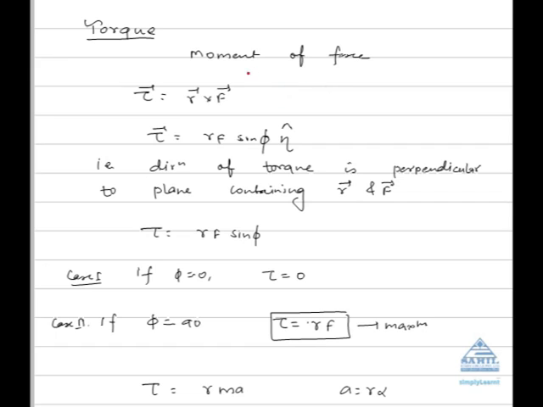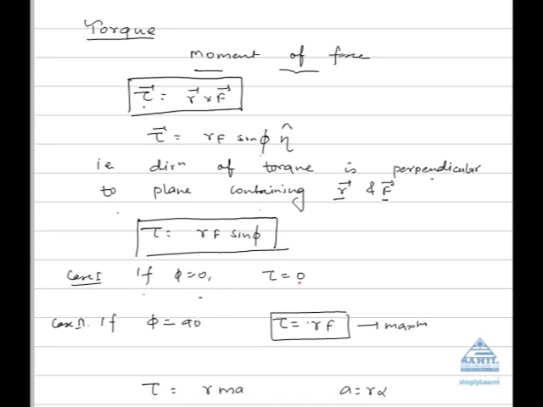Torque. It's also called moment of force. Torque is given by r cross F, or r cross F sine phi n cap. The direction of torque is perpendicular to the plane containing r and F. If we consider only the magnitude, then torque is equal to r into F sine phi. If phi is equal to 0, torque is 0. If phi is equal to 90 degrees, torque is equal to r into F, which is the maximum value.